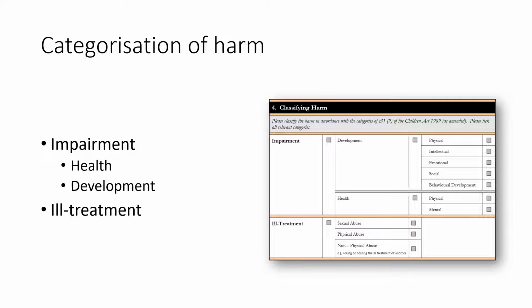Section 4 uses the categories of the Children Act 1989 to classify the harm, as impairment and or ill treatment. Impairment is classified as physical, intellectual, emotional, social or behavioural development, or the impairment of physical or mental health. Ill treatment is categorised as sexual, physical, and non-physical abuse.